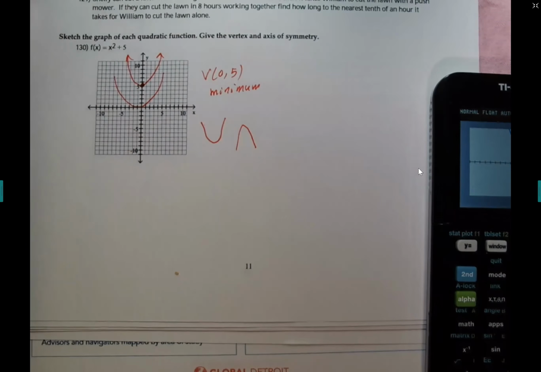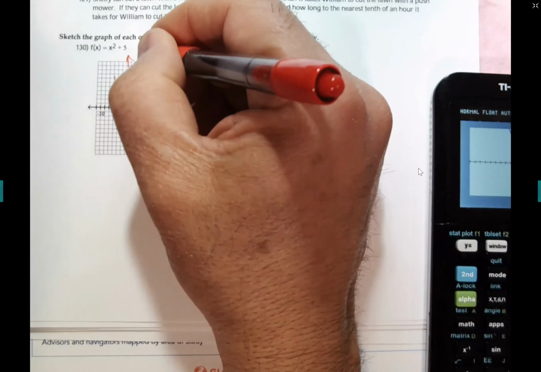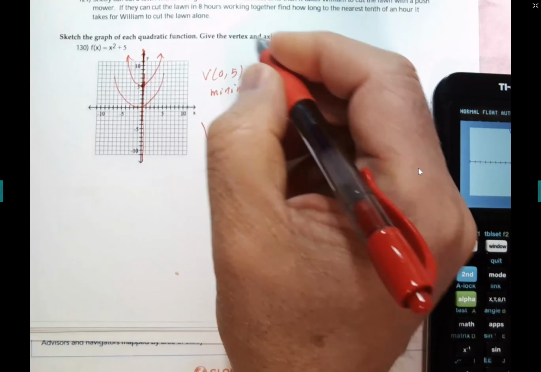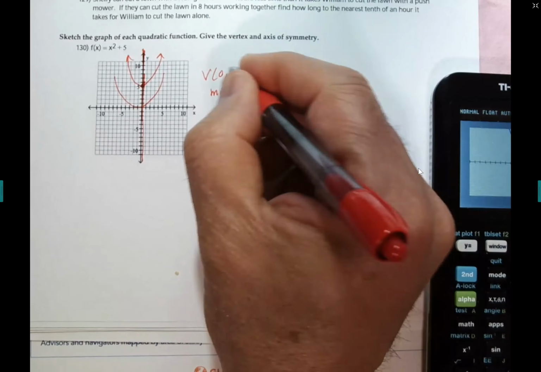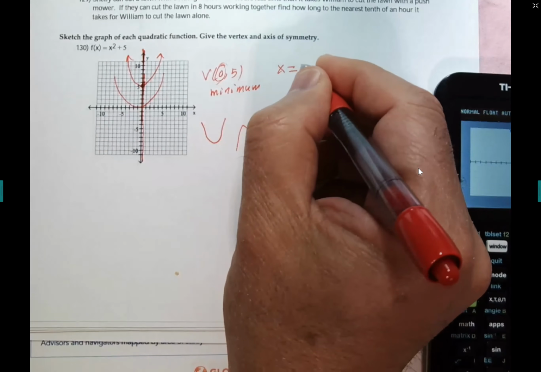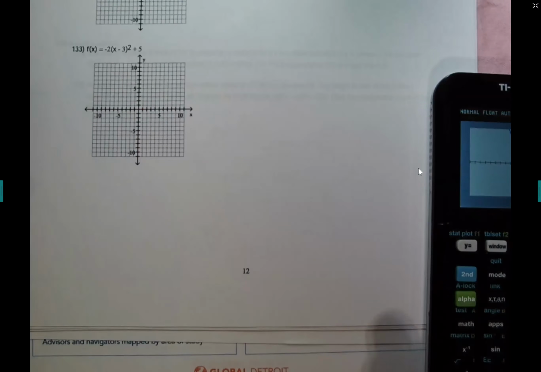The axis of symmetry, guys, is the vertical line that cuts through the vertex right here. So it's always x equals this number. Whatever this number here is, that will be the axis of symmetry. So here it is x equal to 0.